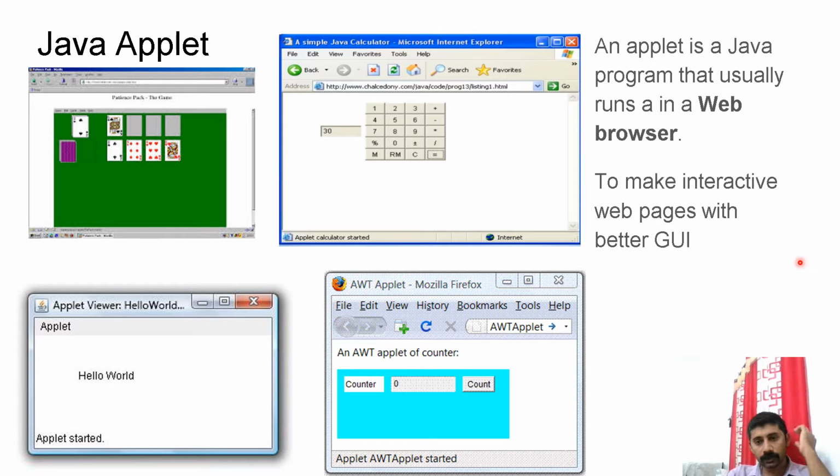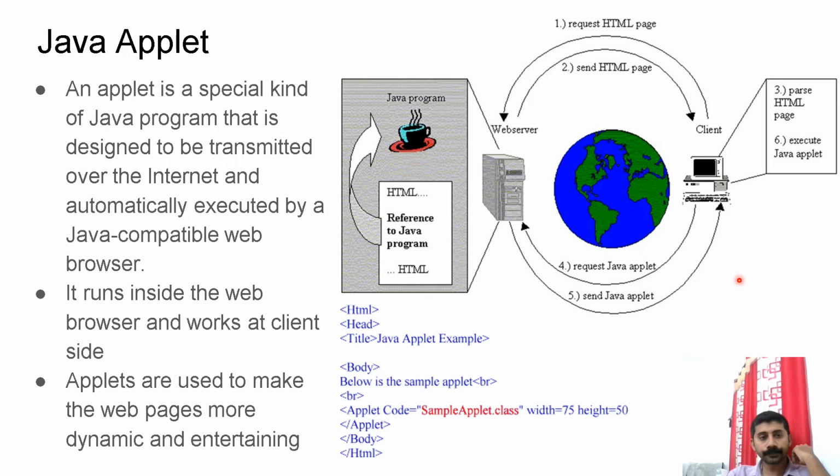So the purpose of Java applet is to enhance or create web pages with better user interface. An applet is a special kind of Java program that is designed to be transmitted over internet and automatically executed by a Java compatible web browser. It runs inside the web browser and works at the client side. Applets are used to make the web page more dynamic and entertaining.